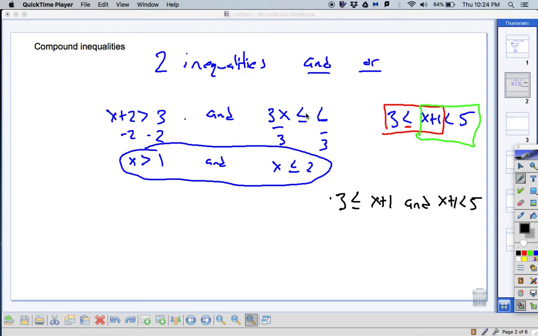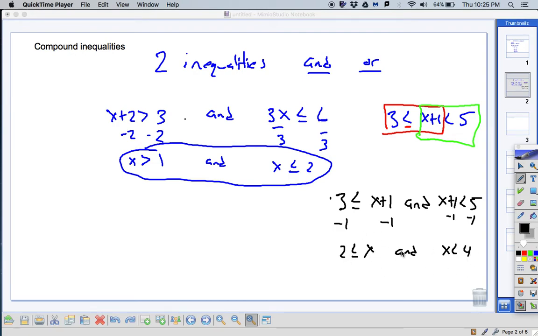And now we're back up here. We got two inequalities with the word and. We solve them separately. We're going to subtract 1 from both sides. And you get 2 is less than or equal to x. And over here, we're also going to subtract 1 from both sides. And you get x is less than 4.